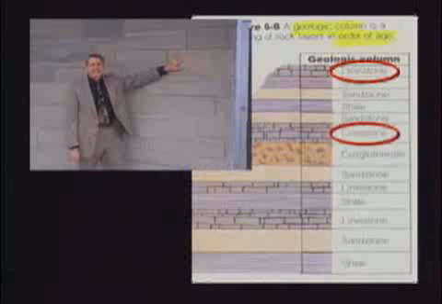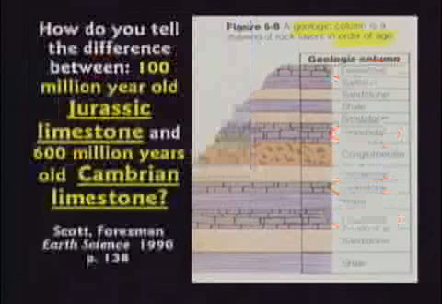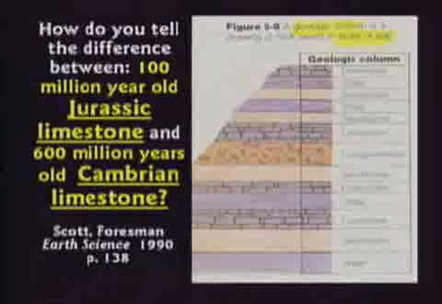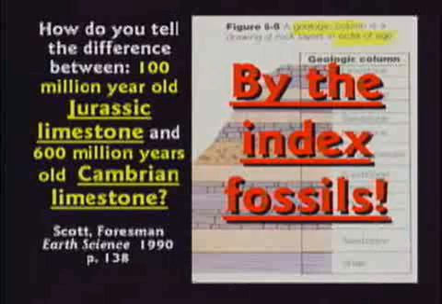I like to ask the evolutionists, I'll say, fellas, your geologic column contains limestone quite a few different places. If I just handed you a piece of limestone and said, how old is it? How would you know if it's 100 million year old Jurassic limestone or 600 million year old Cambrian limestone? They're both limestone. How would you know the age of it? Oh, that's easy. We would tell by the index fossils. Precisely my point.